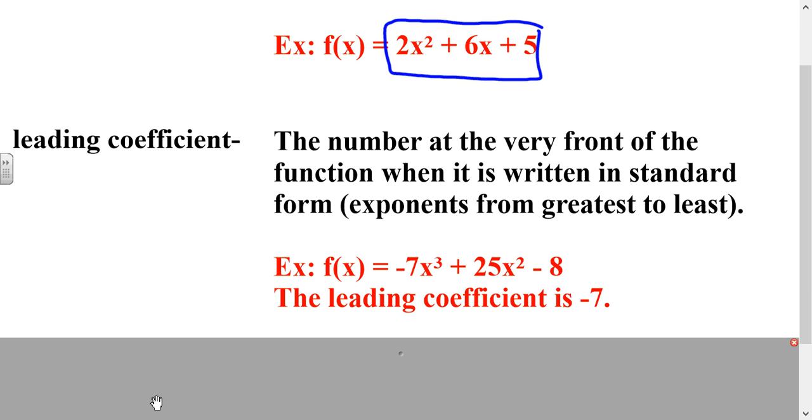In this example right here, we have negative 7x cubed plus 25x squared minus 8. The leading coefficient would be negative 7 because it is in standard form. It starts with the highest exponent and works its way down, and it's in order. And so the number in the front would be negative 7.